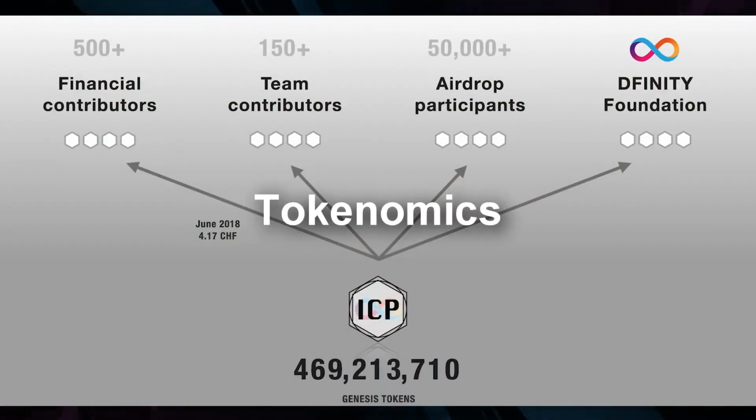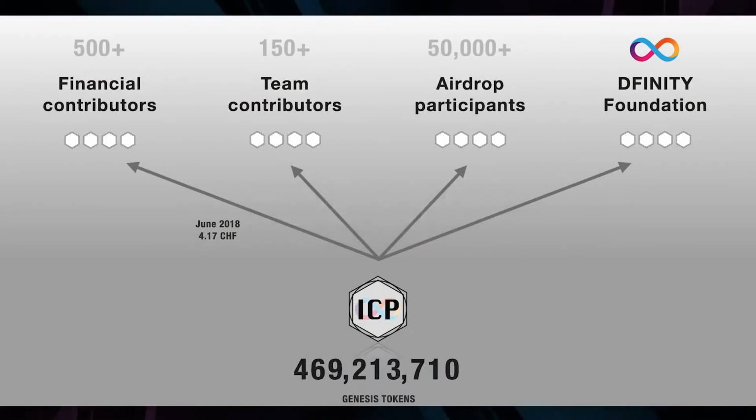469 million of these tokens in existence. They're distributed among four main cohorts. The first cohort is 500 plus financial contributors, which are made up of those participating in the February 2017 seed round and the later 2018 strategic and pre-sale fundraisers. The pre-sale price, summer 2018, was 4 Swiss francs and 17 cents, or about $4.50. Of course, many things have moved forward since 2018.